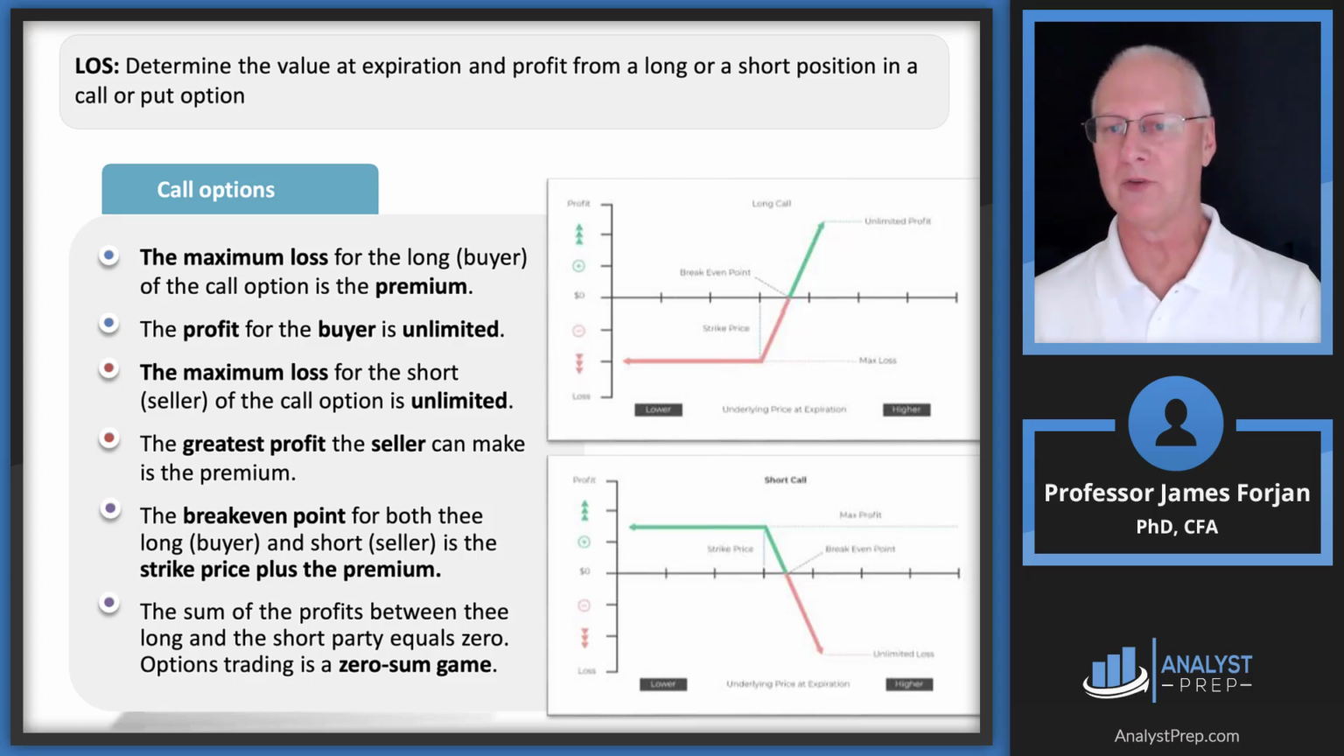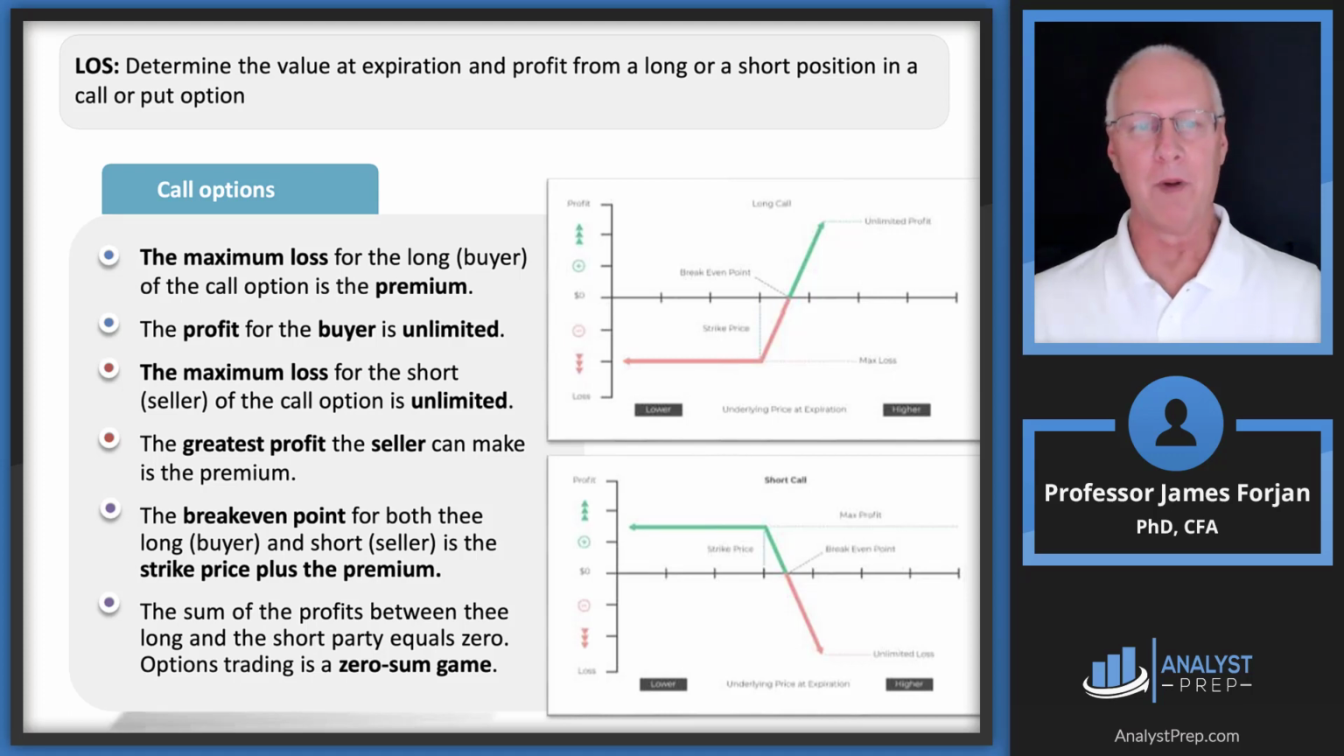But what do we know about stock prices? We know they could go up to 100 or 200 or 5,000 or 10,000. I guess they could go up to infinity. I've never seen that before. But notice the second embedded bullet point, the profit for the buyer is unlimited. So that goes way, way up. I'm guessing if the institute says profit is infinite, you probably don't want to put that answer down unless the underlying stock price is infinity. The maximum loss for the short position then is unlimited.